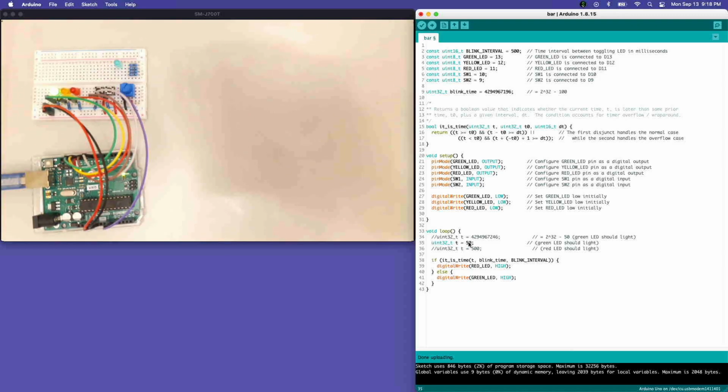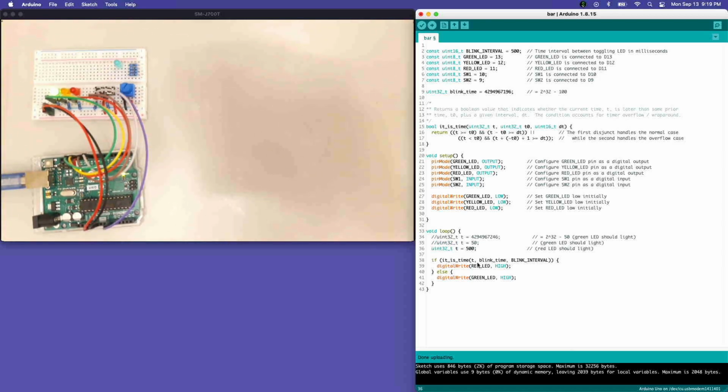we've overflowed the Millis timer. We're simulating that condition here, and so we expect the green light should turn on. And it does. Okay, so now our third test case is we make t 500.